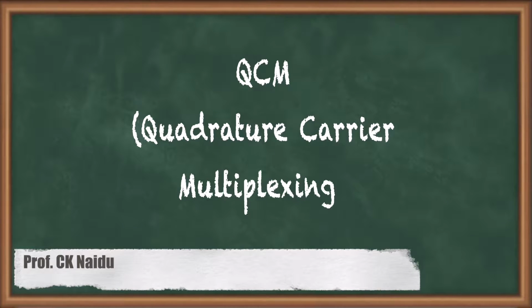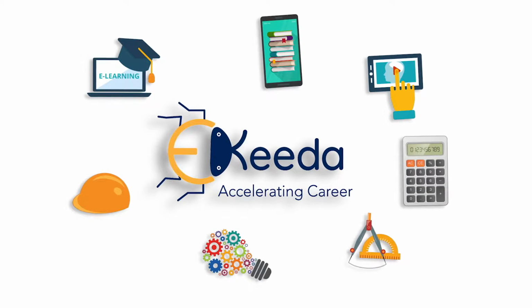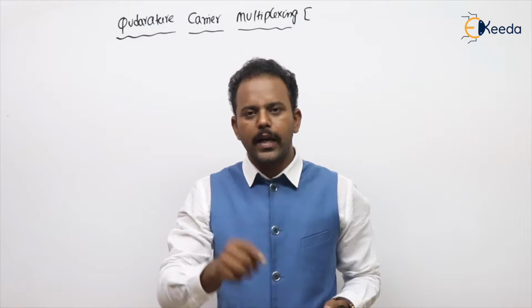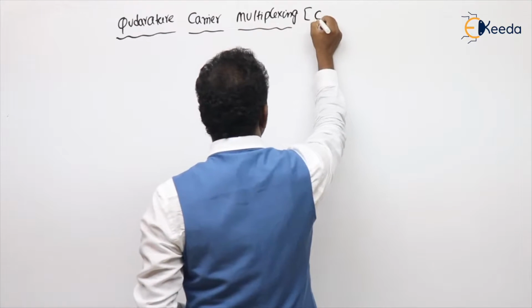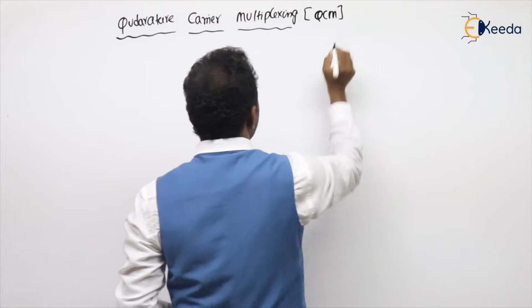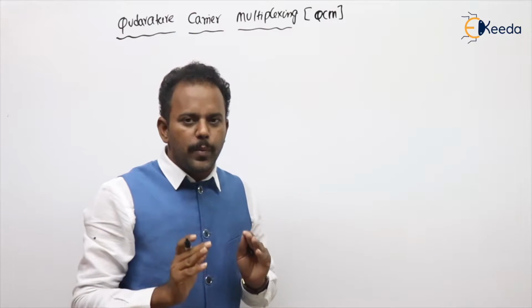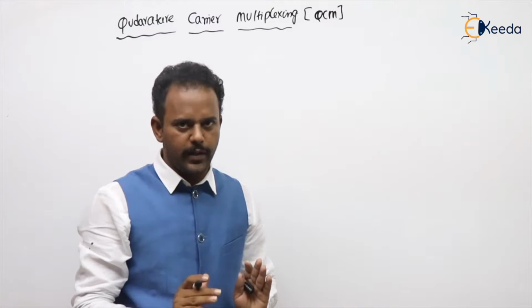Hello students, in this video we will be learning about QCM, quadrature carrier multiplexing. Now we are discussing the quadrature carrier multiplexing technique. In short form it is called QCM. What is the quadrature carrier multiplexing technique, sir? By using QCM we can transmit two messages under the same band even though there is no interference effect.